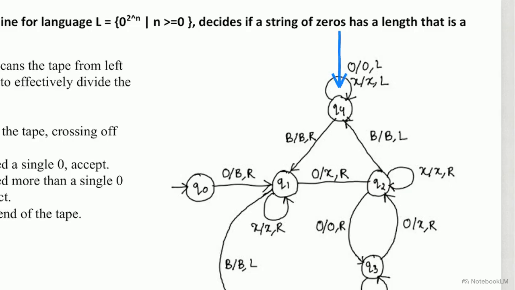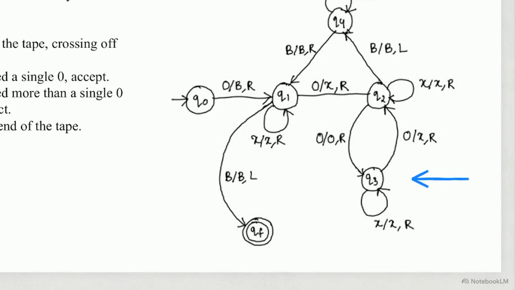The diagram maps this success condition through Q4. Upon reading the right side blank, state Q2 moves the head left until it reaches the initial boundary, returning to Q1. Now look at Q3. The machine arrives here after skipping a 0.